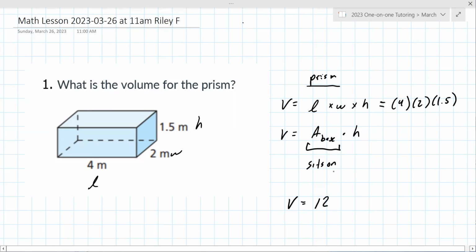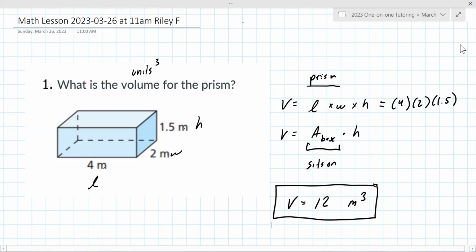Now, the units are very important here. So units of volumes are always in units cubed, meaning like if it's meters, meters cubed. So the answer has to have those dimensions in it.